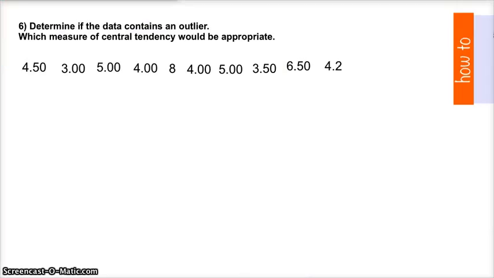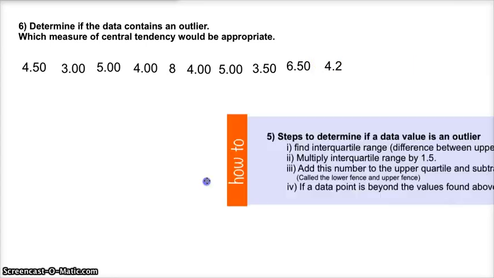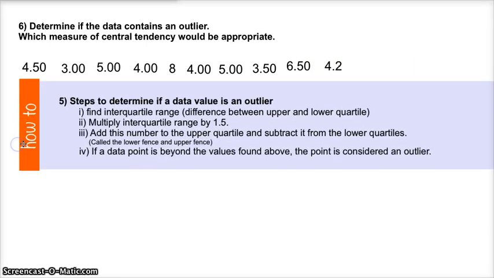All right, so here there's one more. It says determine if the data contains an outlier, which measure of central tendency would be appropriate. So these how-to steps. We need to start by finding the interquartile range, and to do that we essentially need to set up this box and whisker, although you don't have to graph it.